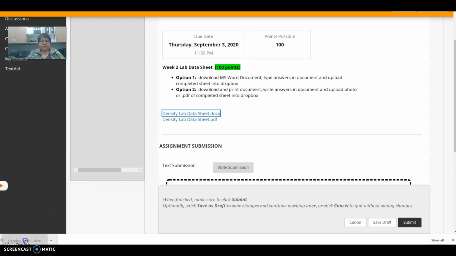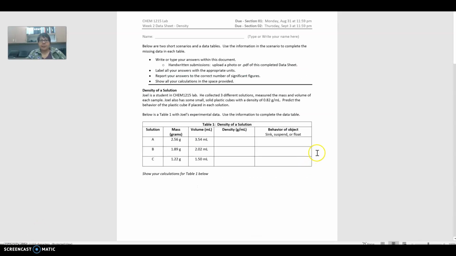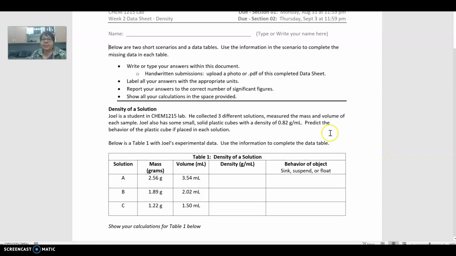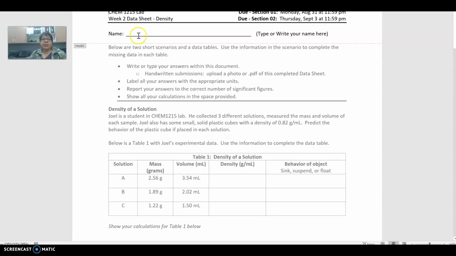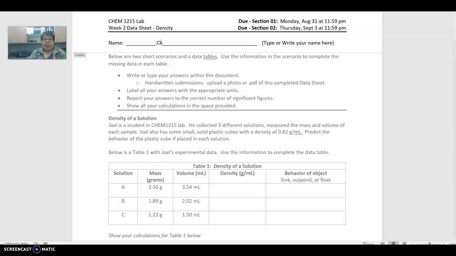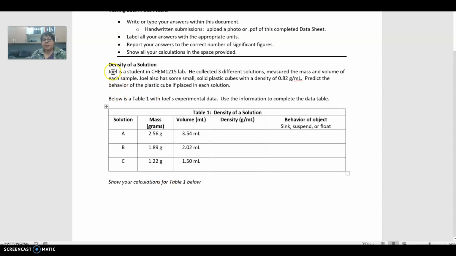But let me show you what the document looks like. This document has some questions that you should be able to answer after completing the lab activity. So you'll type or handwrite your name right in here. And on the first part, this is a little scenario talking about a student who did something very similar to the activity that we just did.